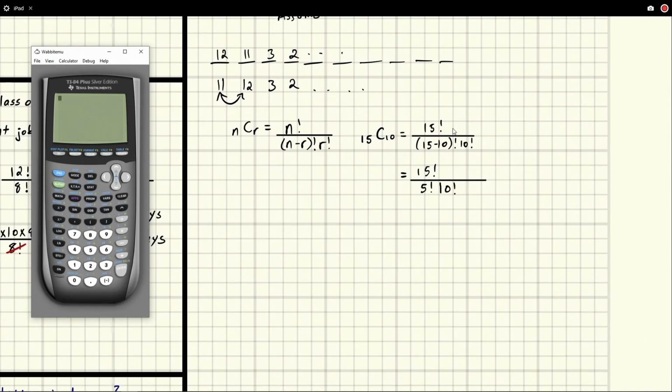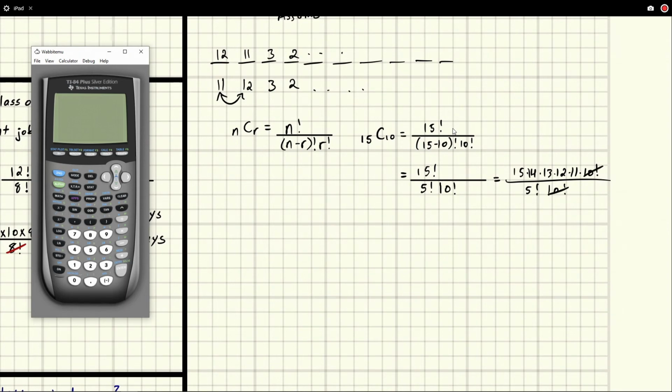So I'm just going to go downwards in this case. So we're going to have 15 factorial over 5 factorial, 10 factorial. 15 factorial, I'm going to go over. I'm going up, down, over, left, right. Be careful. So we're going to have 15 times 14 times 13 times 12 times 11 times 10 factorial over 5 factorial, 10 factorial. 10 factorials go away.